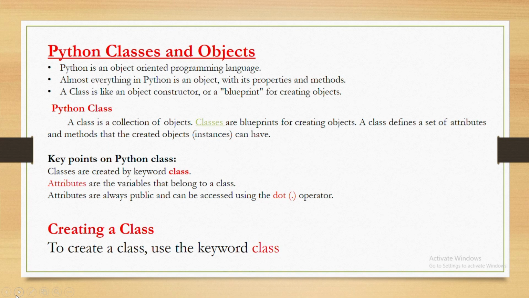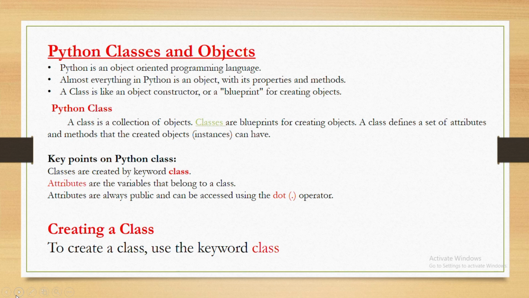So the first thing we are going to be seeing is Python classes and objects. We are going to be understanding what Python classes are. When we talk about classes and objects, this is object-oriented programming. Python is an object-oriented programming language, or I should say almost everything in Python is an object. That is one thing you should put in mind, with its properties and methods. A class is like an object constructor, or a blueprint for creating objects, because you don't create objects without the class. I'm going to explain more when we are understanding it.